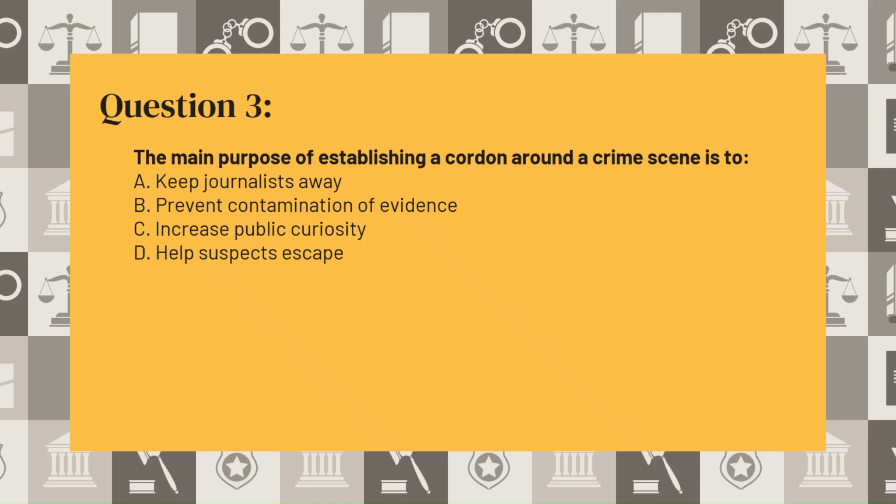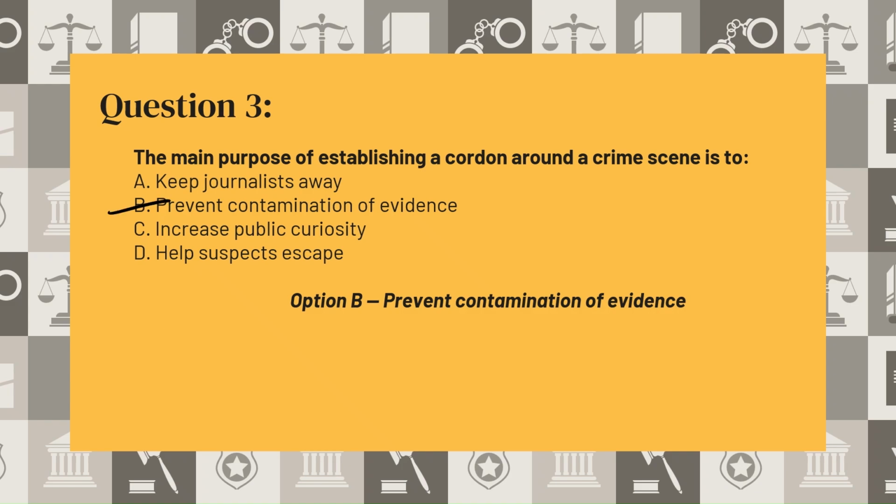Then question number 3: the main purpose of establishing a cordon around a crime scene is to. The correct answer is option B, which is to prevent contamination of evidence.